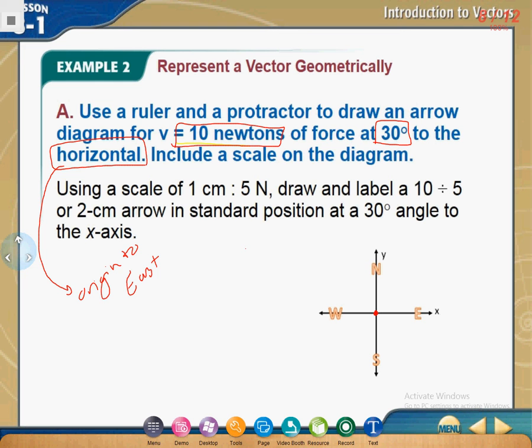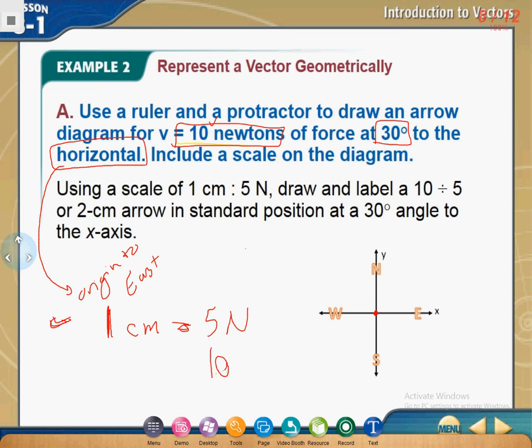If I have 10 newtons, suppose I have 30 or 40, can I represent them here all? It's a big number, a huge number, right? Let's do it in a scale. Scale means, instead of writing 10 newtons, I will represent each 1 centimeter, for example, with, let's say, 5 newtons. This is optional. You can choose whatever scale you want. For me, I will use 1 centimeter for each 5 newtons.